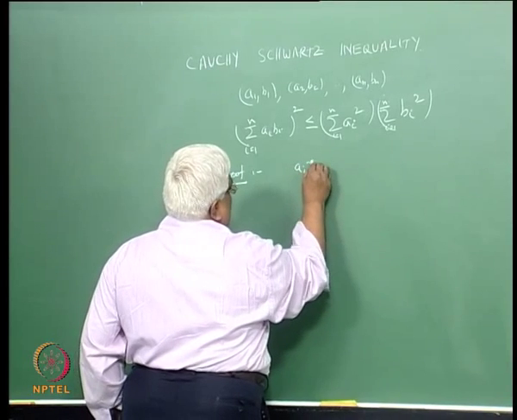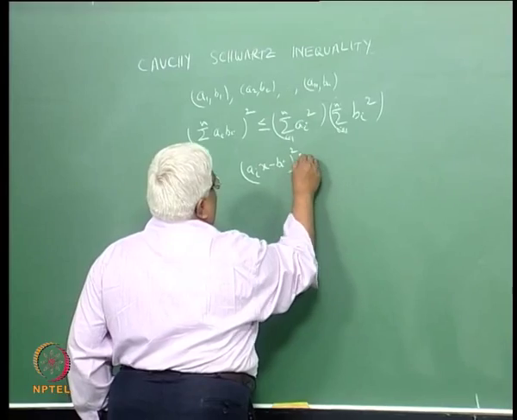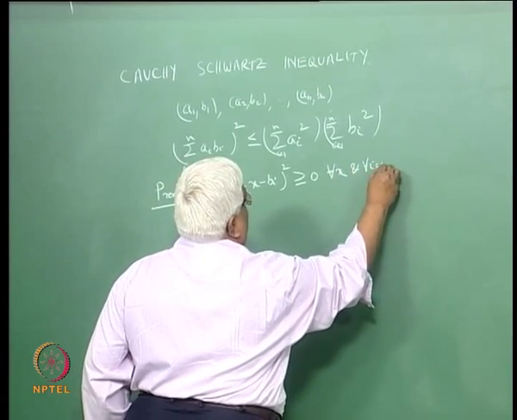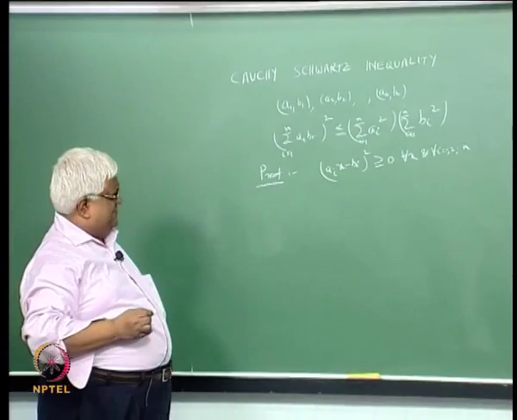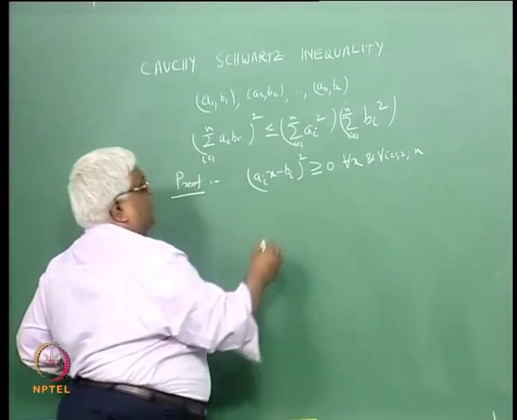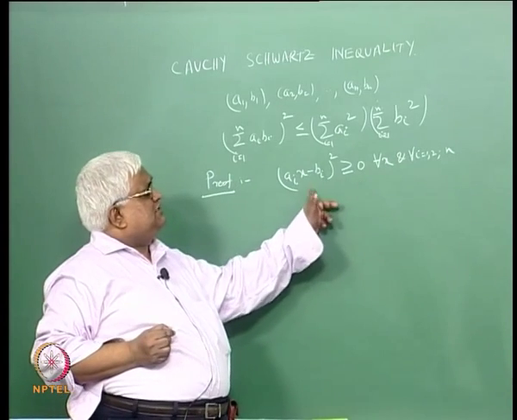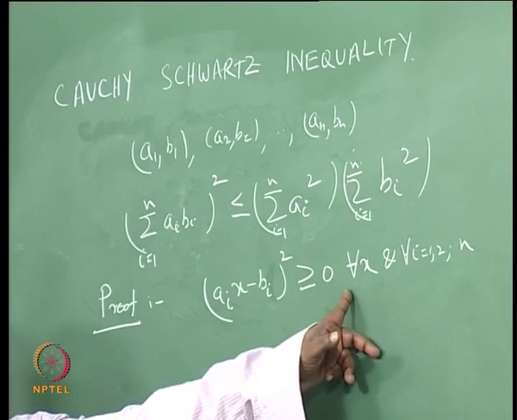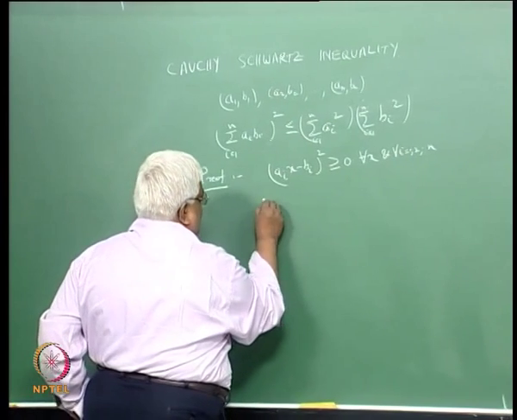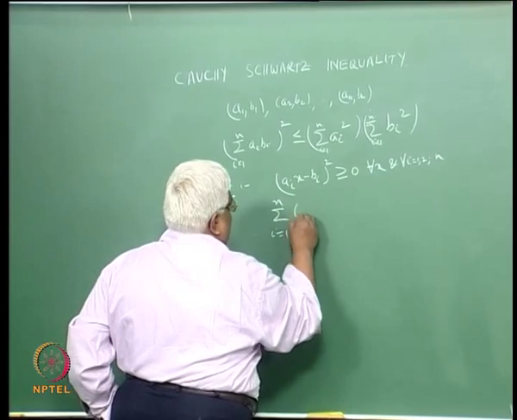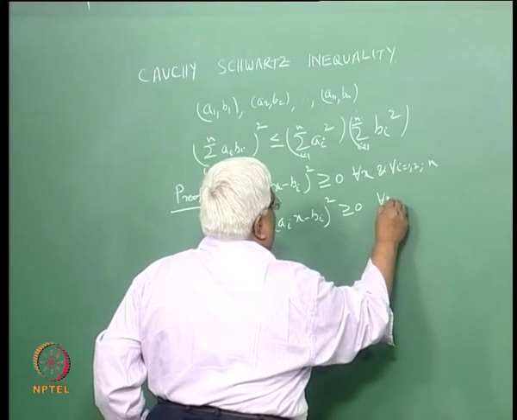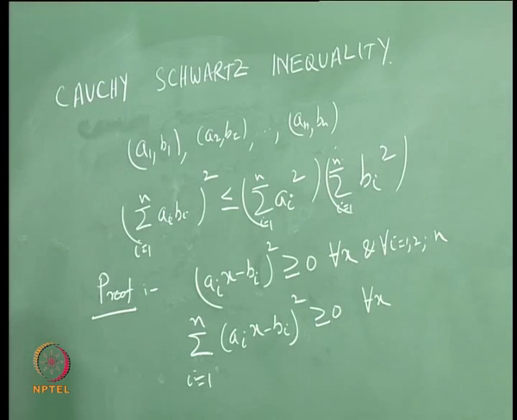We know that (ai x minus bi) whole square is greater than or equal to 0 for all x and for all i equal to 1 to n. Is it correct? Since this is a square term, it is greater than or equal to 0 for all x and for all i equal to 1 to n. I have n such things here. So naturally, summation i equal to 1 to n of (ai x minus bi) whole square is greater than or equal to 0 for all x. Right?